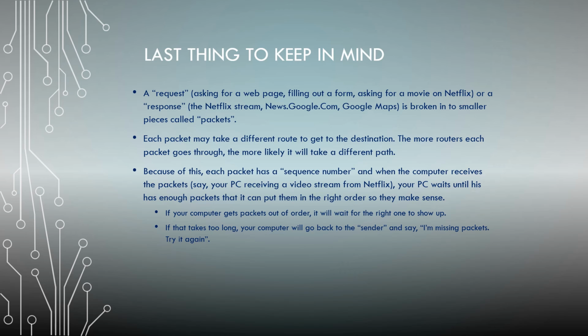And when a computer receives the packets, let's say that's your PC receiving a video stream from Netflix, your PC waits until it has enough packets so that it can put them in the right order so that they make sense so that it can play the movie. If your computer gets packets out of order, it will wait for the right one to show up. Sometimes you'll see this as maybe a little spinning circle or something indicating that your computer is sitting there waiting for the right packet. That doesn't always mean that the internet connection is slow. That may literally mean that a packet got corrupted or a packet got lost on the way, and your computer is sitting there waiting, and eventually your computer is going to say, you know what, I'm missing some packets. Try it again. That is called packet loss.